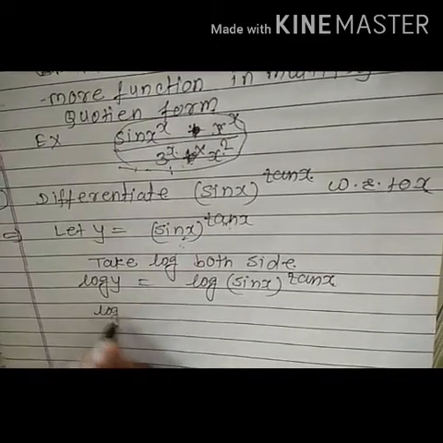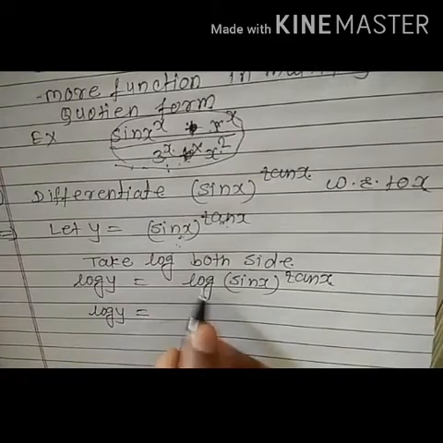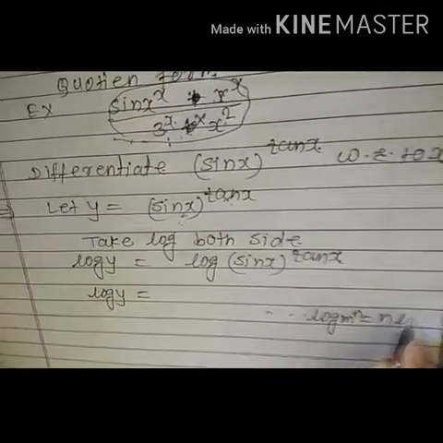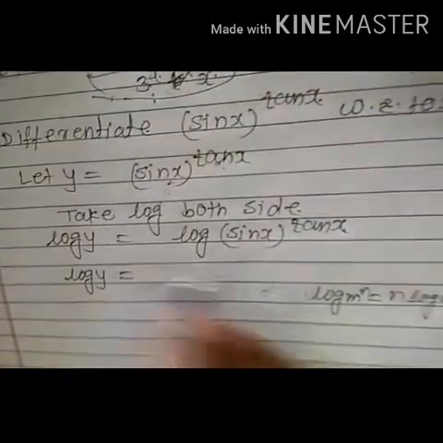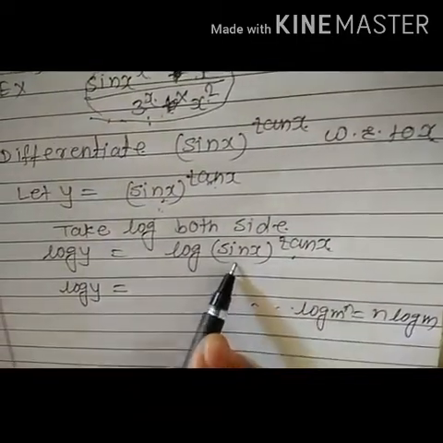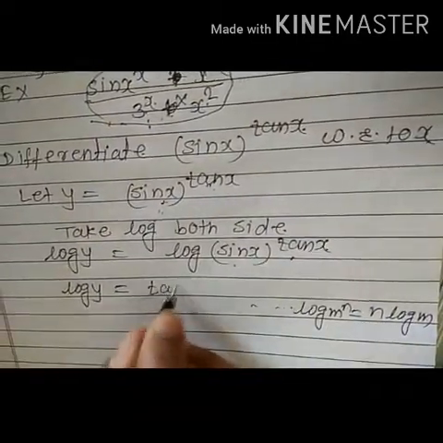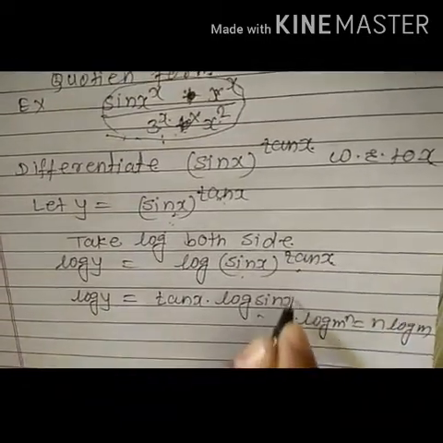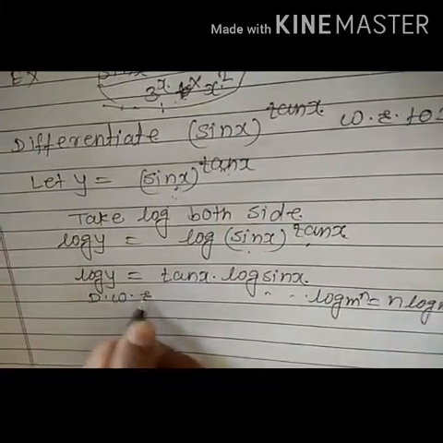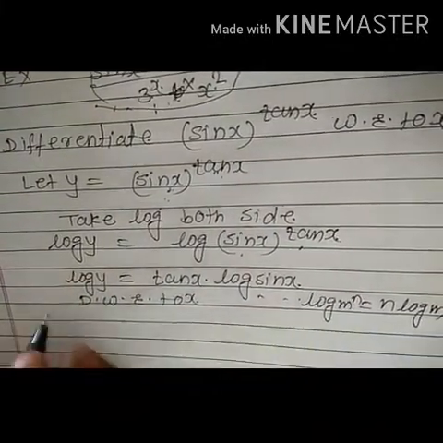Log y as it is. Here we use the formula log m raised to n equals n log m. Then n means tan x, m means sin x. Therefore, log y equals tan x into log of sin x. Now differentiate with respect to x.